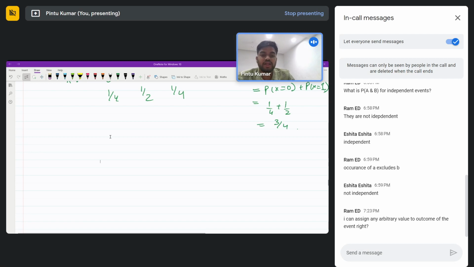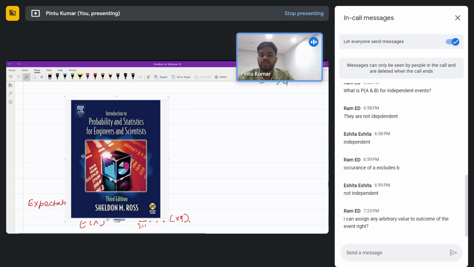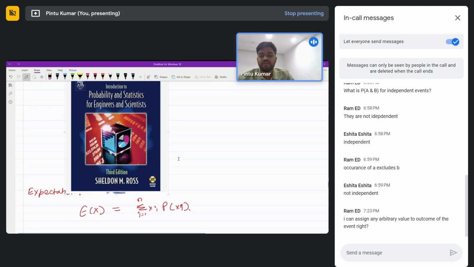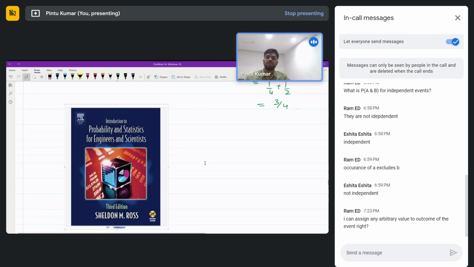But if somebody is really interested in exploring more about the distribution, then you can refer to this particular book. This is a very famous book by Sheldon M. Ross. There are many books by Sheldon M. Ross, but I find this book good for beginner to intermediate level. The book is titled Probability and Statistics for Engineers and Scientists. From chapter 2 onwards, you will find a lot of details about this.